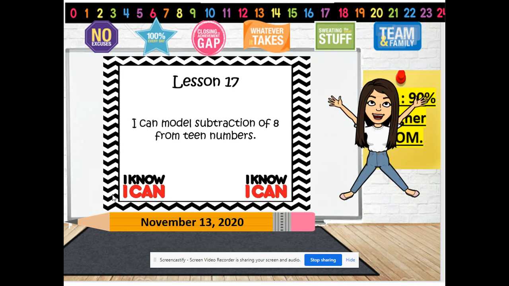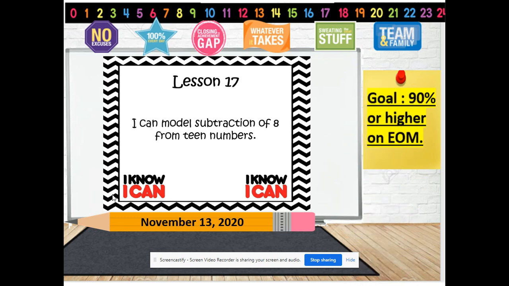It's Eureka time. Today we're November 13th, 2020, and our goal is to get a 90% or higher on end of module. Today we are doing lesson 17, and our objective is I can model subtraction of 8 from teen numbers. So we're going to continue using the take from 10 strategy, but this time we're going to subtract 8 instead of 9.